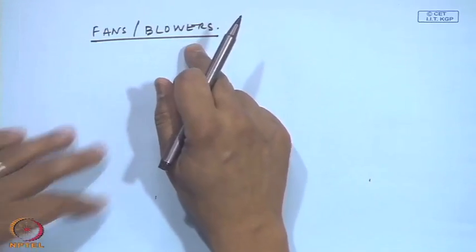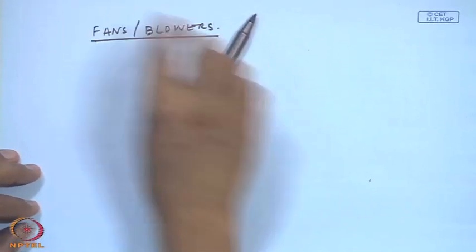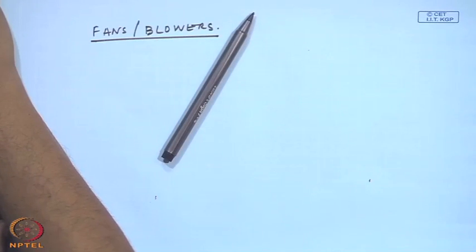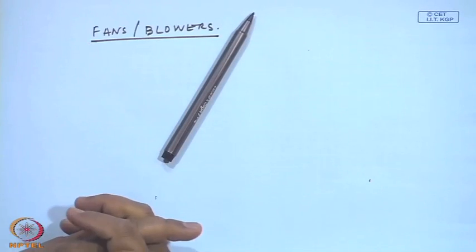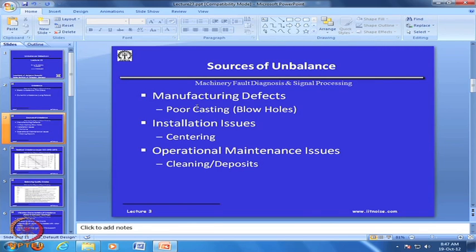I'll come to that in just a little bit. One possible source of imbalance is that whenever we have cast components, there could be casting defects, blow holes, which lead to uneven distribution of the mass, and thus we have the case of unbalance.